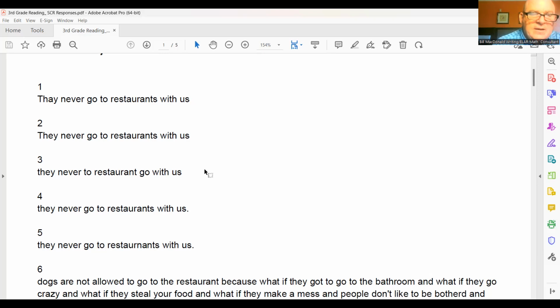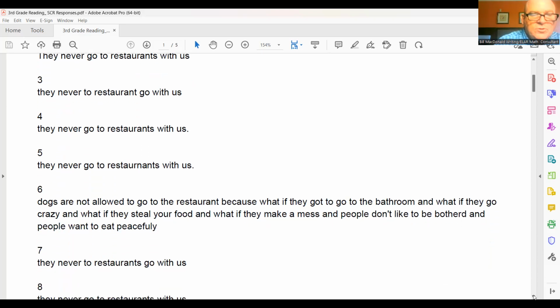Number three, they never to restaurants go with us. Since that wouldn't be the correct order, we would place an X on the no part. Number four, they never go to restaurants with us. That is correct, a yes. Number five, they never go to restaurants with us. No capitalization, no spelling, but I can still understand the content enough so that they do have the order. So number five would be a yes.